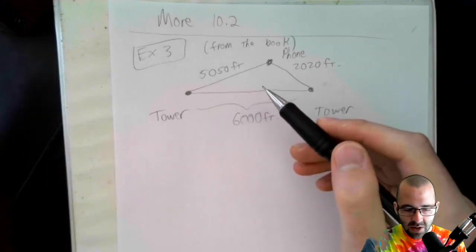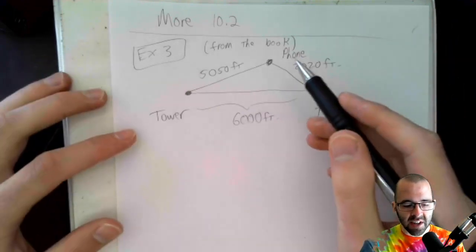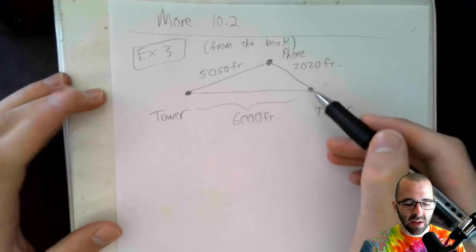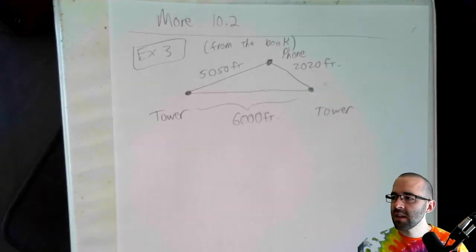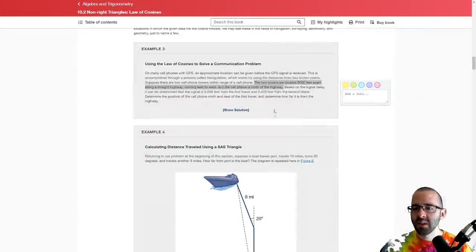Law of sines is going to be no good here because for law of sines, we need an angle and its opposite side. And we have no angles here. Okay, let's go back to the problem. What else do we know?